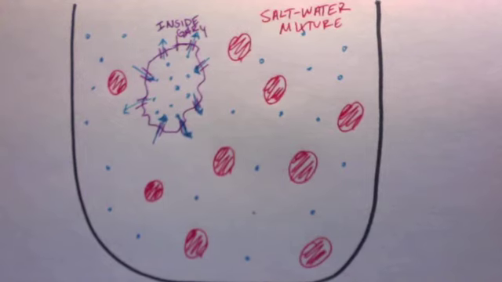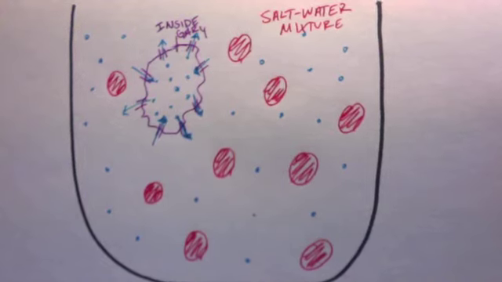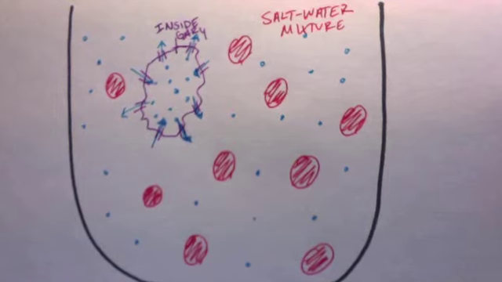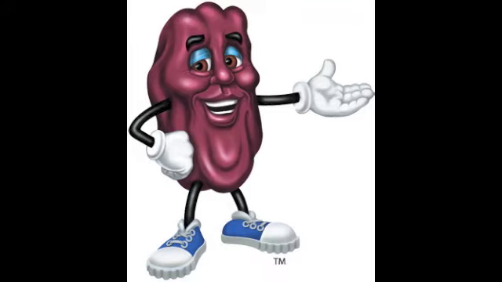If Gary were to stay in this salt water mixture long enough, Gary the Grape will lose so much water to his salty surroundings that he will eventually become Gary the Raisin.